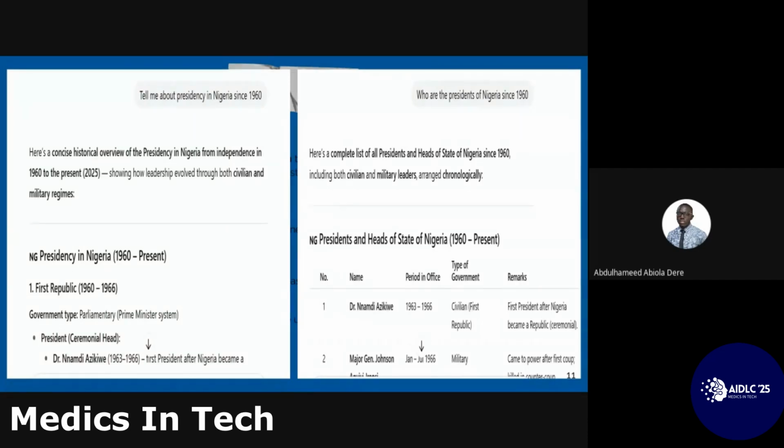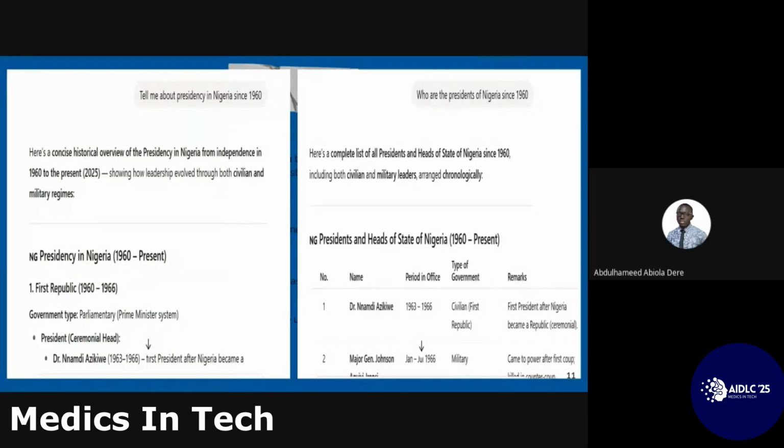And then I said, tell me about presidency in Nigeria. You can see it started with the First Republic, telling me about the government type. I'm not really interested in all of that information. I just want to know who the presidents are from 1960 till date. Now look at the right-hand side. I used a WH question, right? I said, who are the presidents of Nigeria since 1960? And ChatGPT was intelligent enough to put it in a table format.